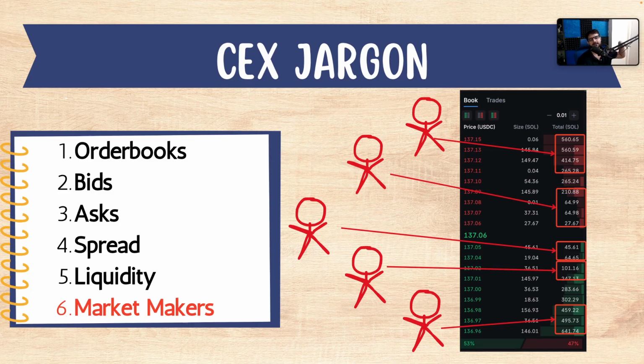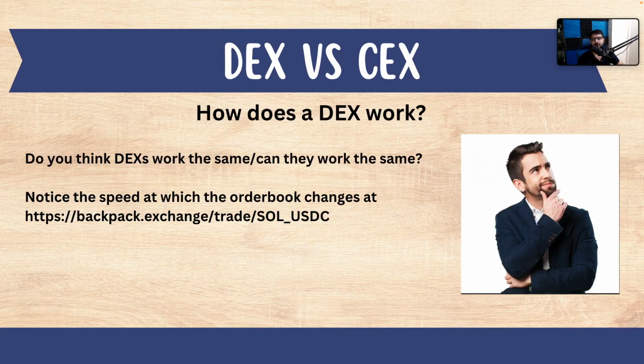But these corporates are the ones that usually trade because they have a lot of smart people and have figured out how to write low latency code to make sure their order gets placed first. In a decentralized exchange though, it's very different. So DEX versus a centralized exchange. How does a DEX work? Do you think it works similarly?